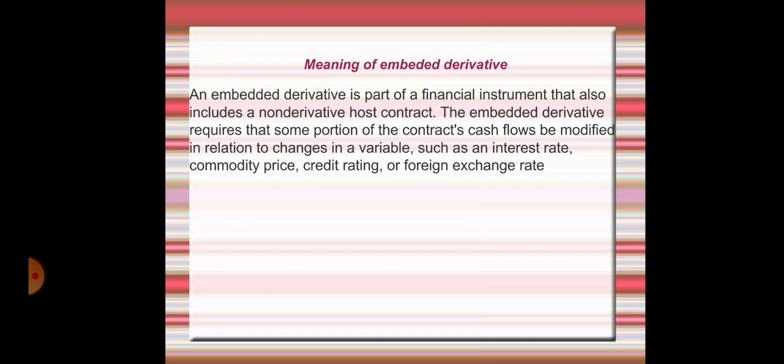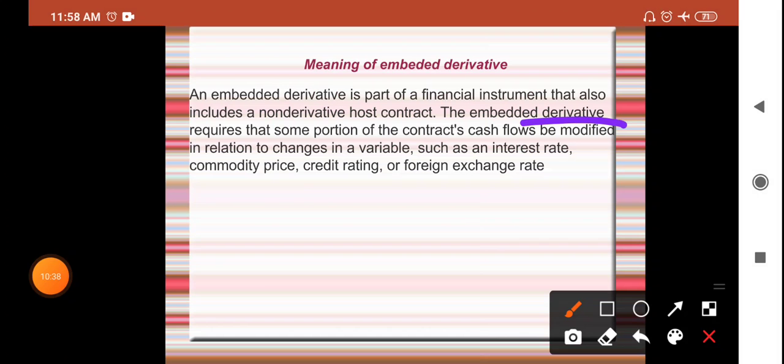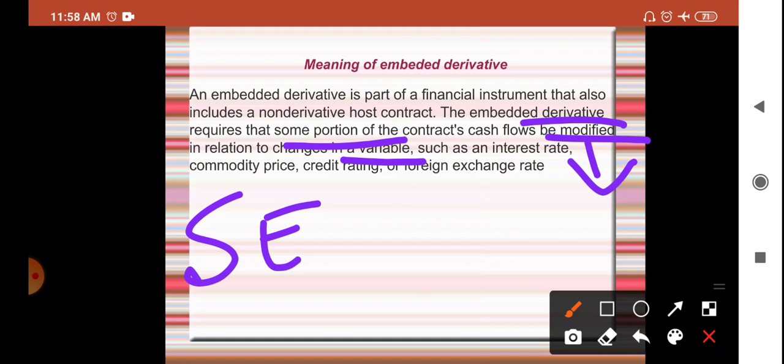The embedded derivative requires that some portion of the contract cash flow be modified in relation to the changes in a variable, such as interest rate, commodity price, credit rating or foreign exchange rate. So here, same, it is telling that a portion of the contract cash flow is modified. It will change with the variable. What is the variable? In the example we took, it was the Sensex.